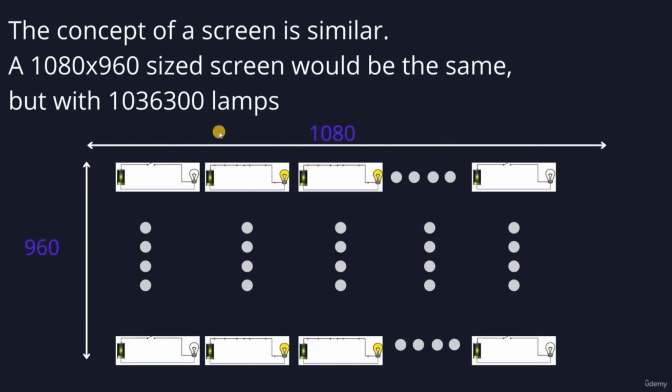Assume that you have a screen with these dimensions right here. It means that you have 1080 horizontal lighting units and 960 vertical lighting units. They form a matrix of lighting units, and they are changing patterns in order to show what you're seeing on the screen. This is oversimplifying what a screen is, but actually, this is the concept. This is what it is all about. This is where it all started.